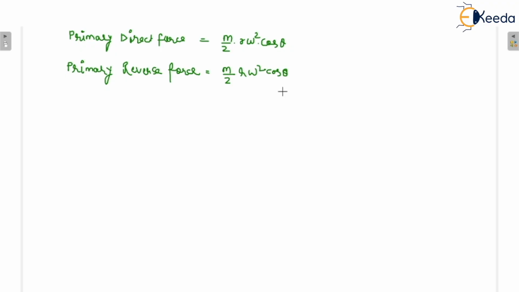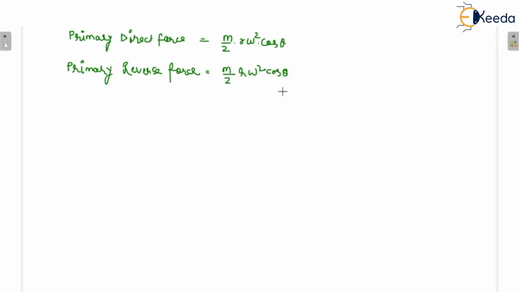So when you find out the total component of the centrifugal force along the line of stroke, that means when you calculate the total force, you will get the primary force, because the primary force consists of primary direct force plus primary reverse force. So total, you just have to add both of them, you will get the primary force, that is nothing but m r omega square cos theta.